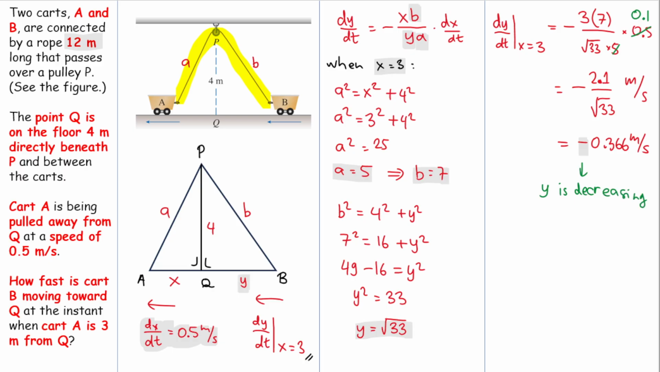And I think that's all for this problem. Hopefully I did not make any mistakes during my calculation.